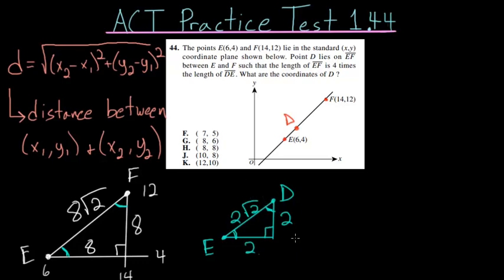So now that we have all the sides of this triangle, and we know that E is (6, 4), we can figure out what the coordinates of D would be. Notice, we're just 2 units to the right of E and 2 units above E. So point D would have the coordinates 8, since we're just adding 2 to each of these. It would have 8 for its x, and adding 2 to its y would make it 6. So (8, 6) is the coordinate where D is located, and that is choice G here.